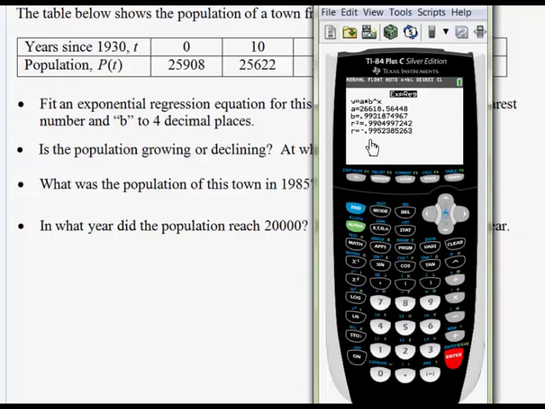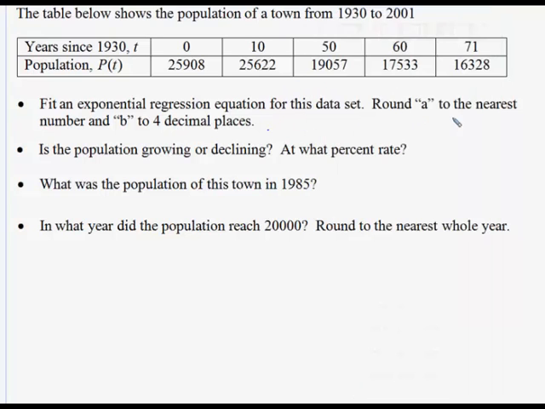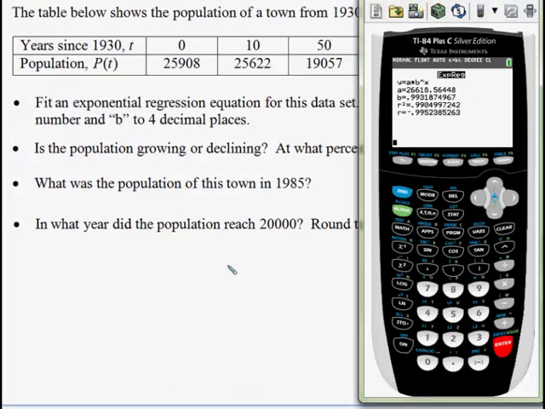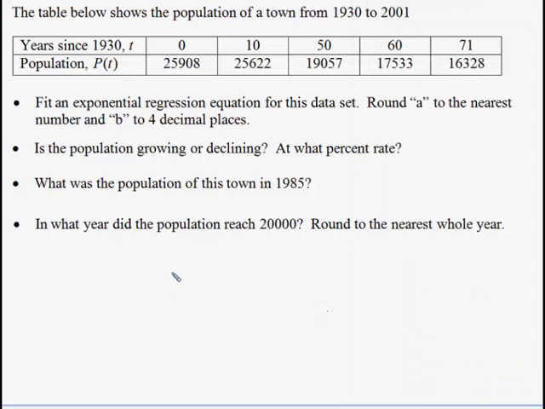Once you get the regression equation, I can follow the directions and round A to the nearest whole number and B to 4 decimal places. So A is 26,619, because this digit is a 5, I will round the 8 up to a 9. And it said round B to 4 decimal places, so B equals 0.9932. Instead of y equals a times b to the x, I'm going to be using t instead of x, and P of t instead of y.